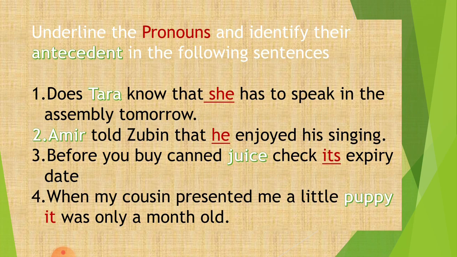Okay. When my cousin presented me a little puppy, it was only a month old. Now what is the pronoun? It. Whose place have you used this pronoun? Puppy. So what is the antecedent? Puppy. I hope, children, you are clear with the pronoun and the antecedent.